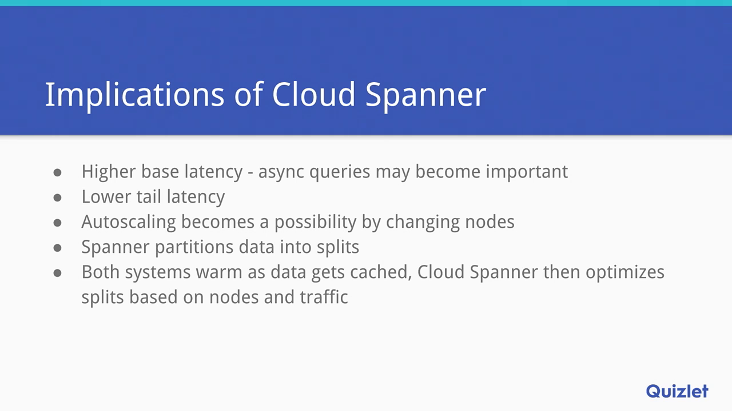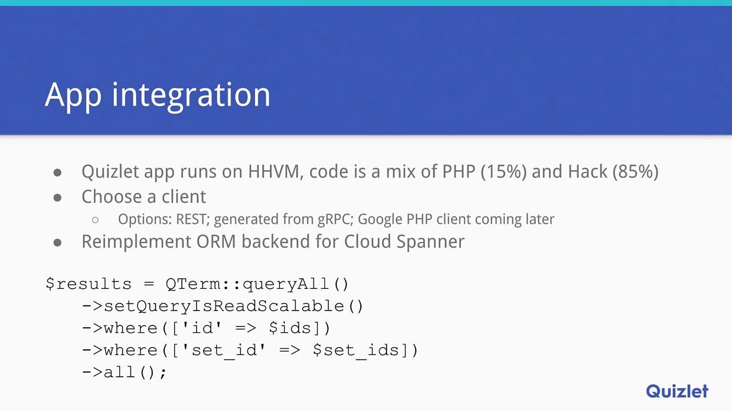So we have a good idea now of Spanner performance, scalability, some of the implications of integrating with our app. And I want to talk a little bit more about what this looks like for us. In other words, how we integrate it. So several things here. First thing is we need a way to talk to Spanner. So we need to pick a client.